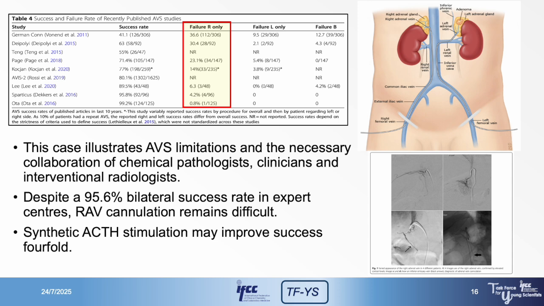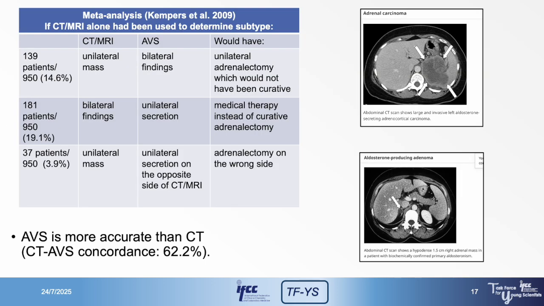Synthetic ACTH stimulation may improve success fourfold, and it is recommended for the following reasons: to minimize stress-induced fluctuations in aldosterone secretion during non-simultaneous AVS, to maximize the gradient in cortisol from the adrenal vein to the IVC and thus confirm successful sampling of the adrenal vein, and to maximize the secretion of aldosterone from an aldosterone-producing adenoma.